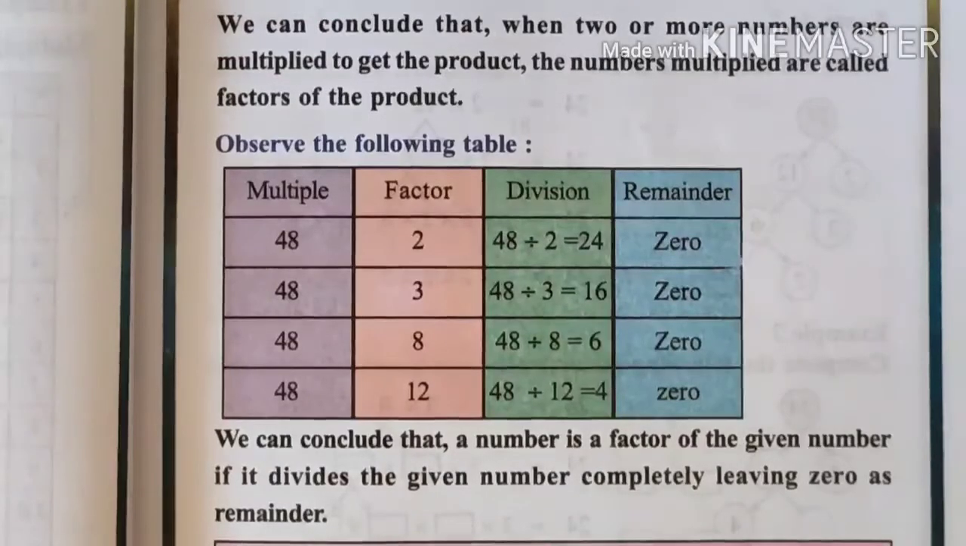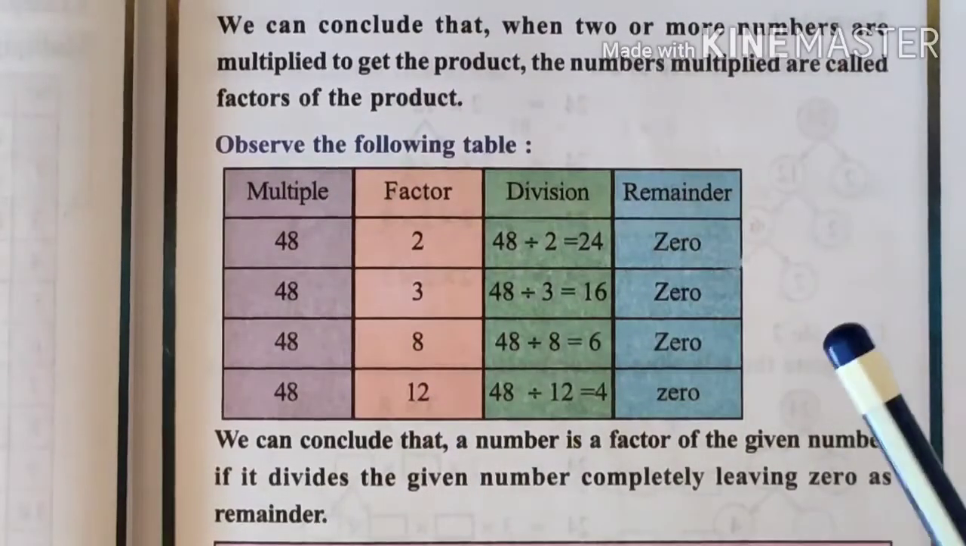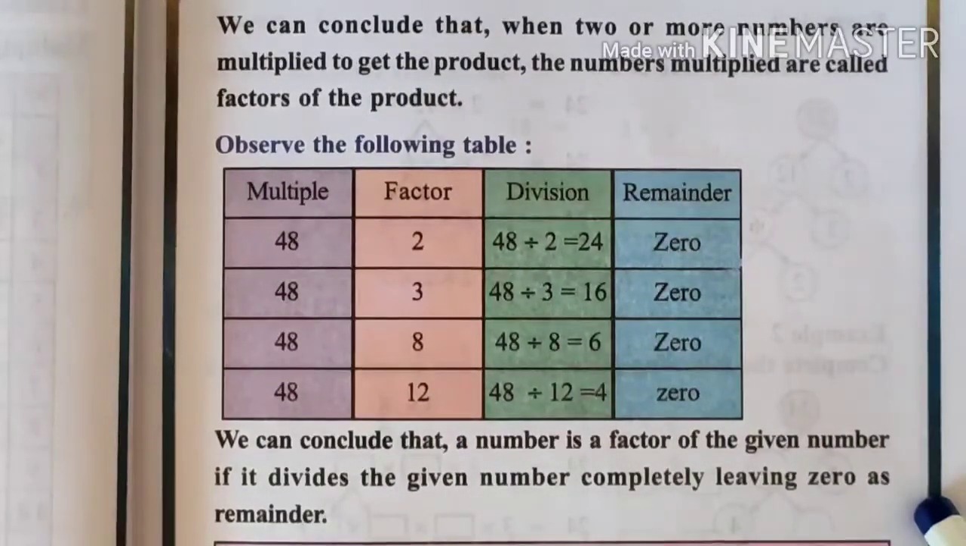So again, let us recall. We can conclude that when two or more numbers are multiplied to get the product, the numbers multiplied are called factors of the product.